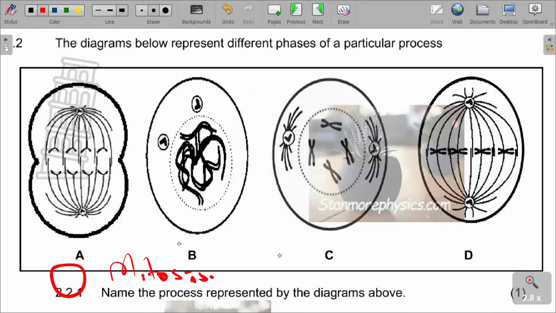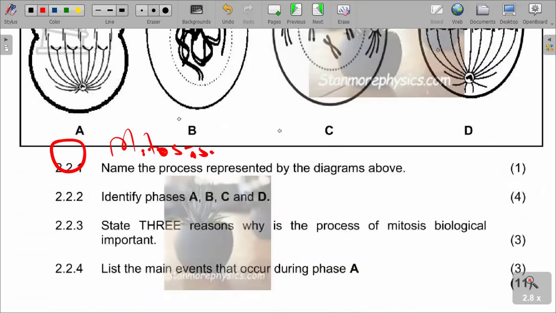A is anaphase. And then B, it also shows interphase. And then C can be defined as prophase. And then finally, the alignment of the homologous chromosomes on the equator shows the metaphase.